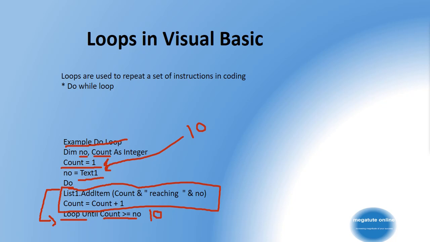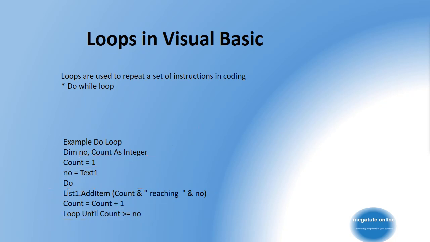And what are these two statements? One is printing the value of count every time. So first it will print 1 reaching 10. After printing 1, the count will increase by 1, so it will become 2. So 2 reaching 10, 3 reaching 10, and so on. It will go till 10 reaching 10, and then when the condition is met, it will end. So this is the way you apply the do-while loop.